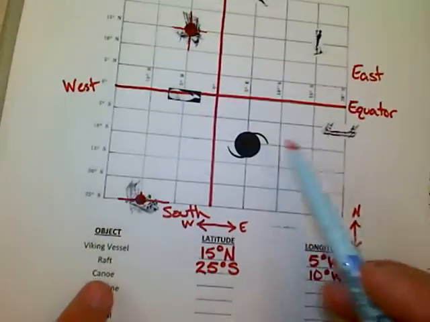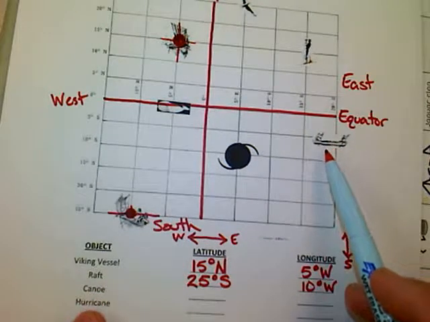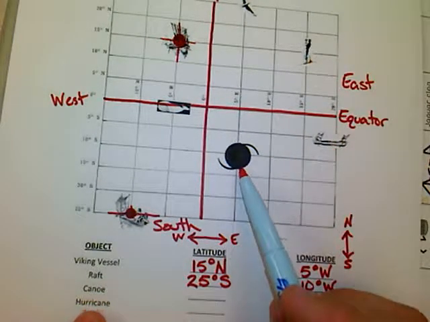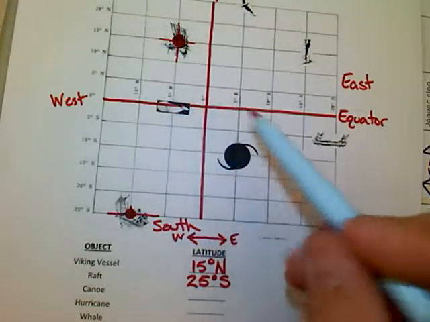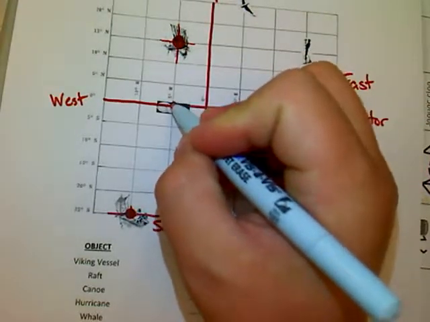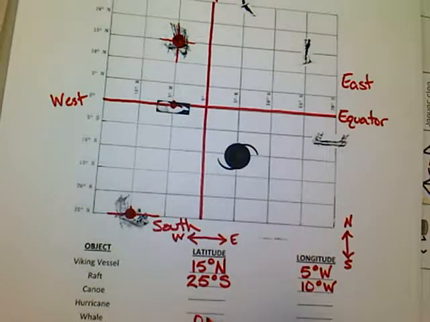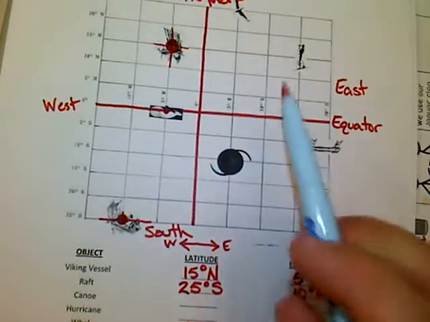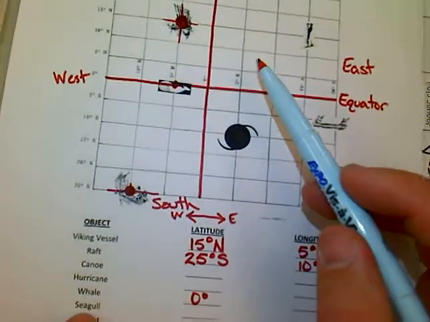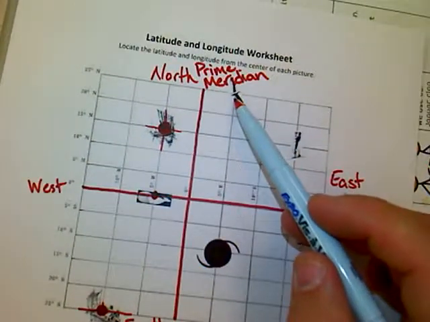And we have a canoe, which is this guy. We have a hurricane, which is this guy. We have a whale, which is right here. And this is hard because he's right on a 0. So it would actually be 0 degrees. That's all you'd have to write. You have a seagull, which is all the way up here.